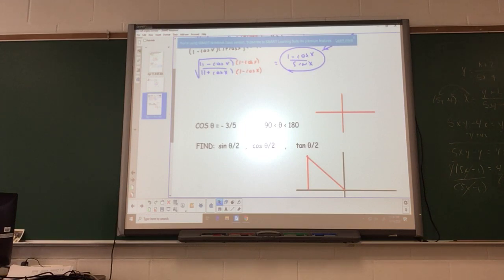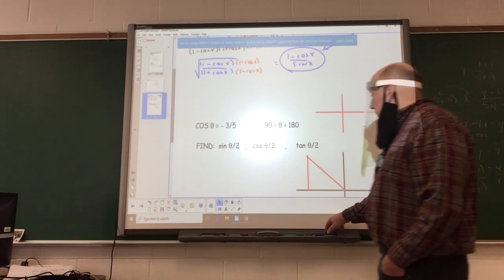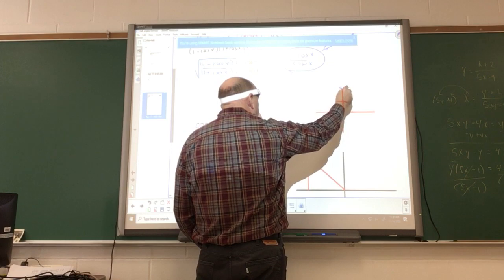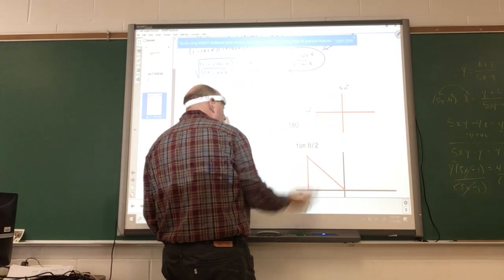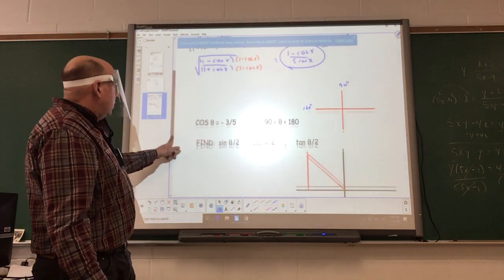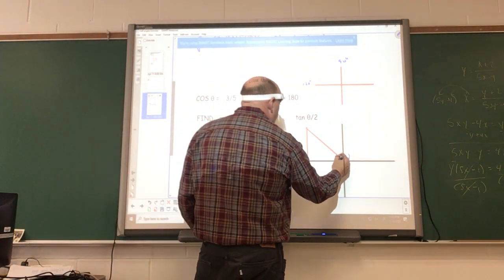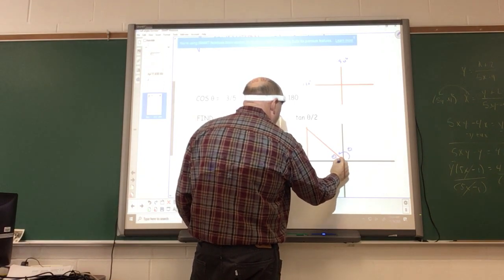I'm going between 90 and 180 degrees. Which quadrant has angles between 90 and 180 degrees? Quadrant number 2, that is correct. Because we go from 0 to 90 to 180. This is 90 degrees of rotation, this is 180 degrees. So in quadrant number 2, I'm drawing my angle. Here's my angle theta. Here's my angle theta reference.